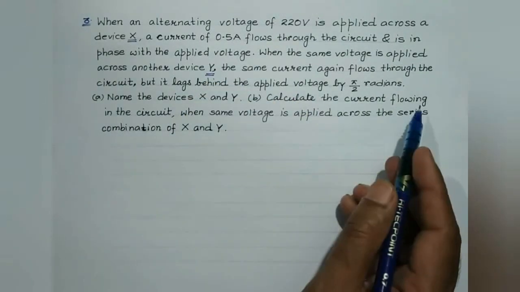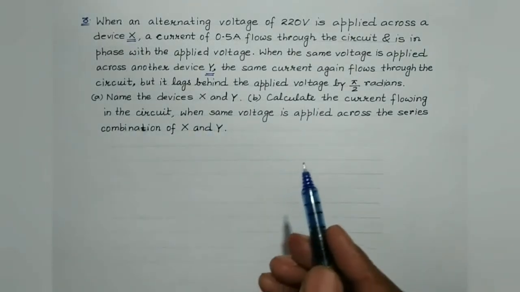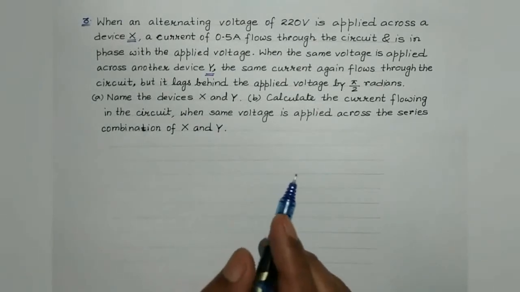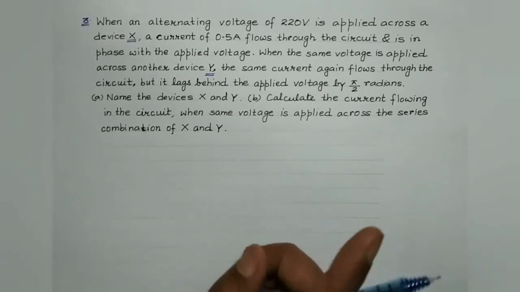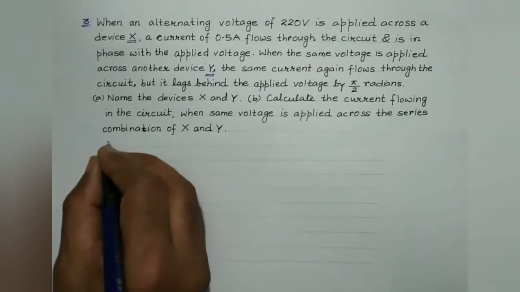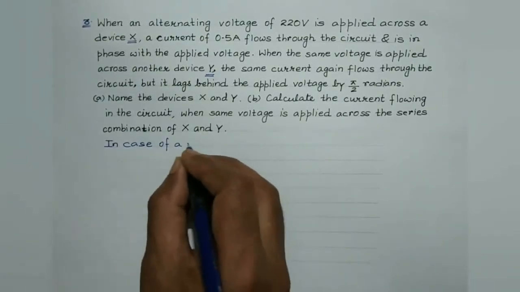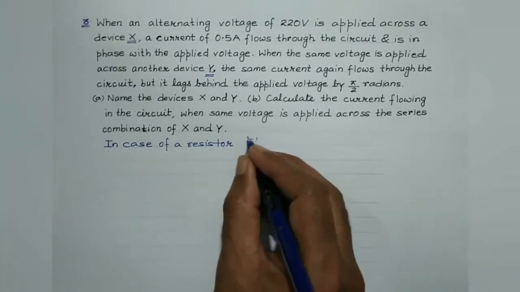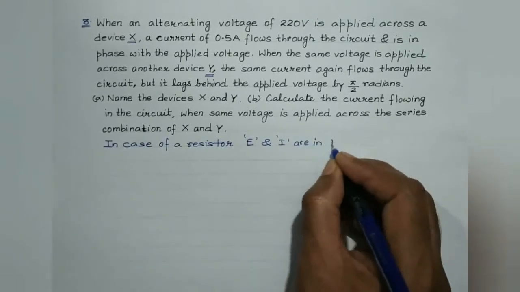And also we are supposed to calculate the current flowing in the circuit when the same voltage is applied across the series combination of X and Y. Okay students, we are aware the current and voltage are in phase with each other when alternating voltage is applied across a resistor, isn't it? So in case of a resistor, the voltage and the current are in the same phase.